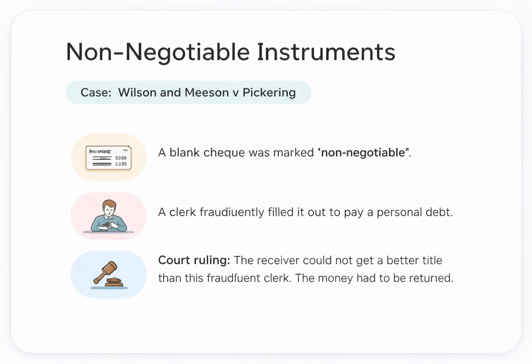Conversely, if a document is marked non-negotiable, this special protection disappears. In the case of Wilson and Meeson versus Pickering, a clerk was given a blank check explicitly marked non-negotiable. She fraudulently filled it out to pay off her own debt to a third party. Because it was non-negotiable, the court ruled that the third party could not acquire a better title than the fraudulent clerk, and they were ordered to return the money.